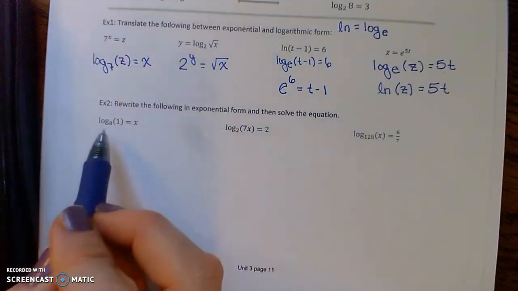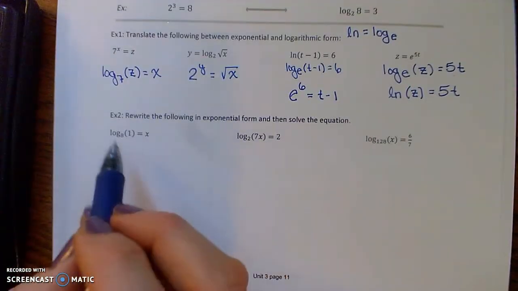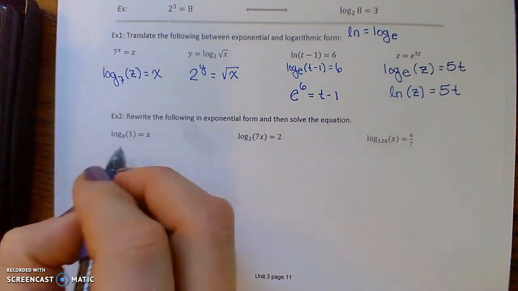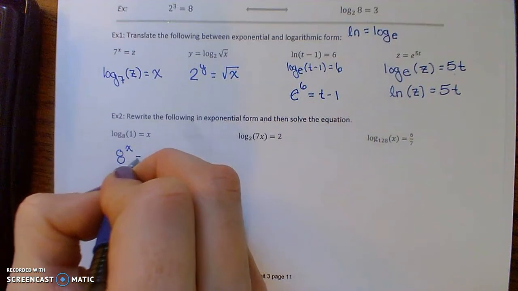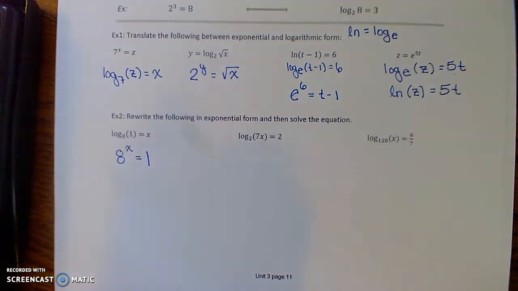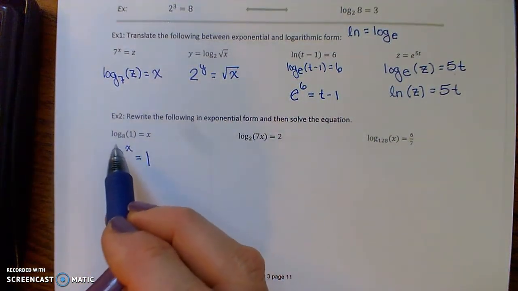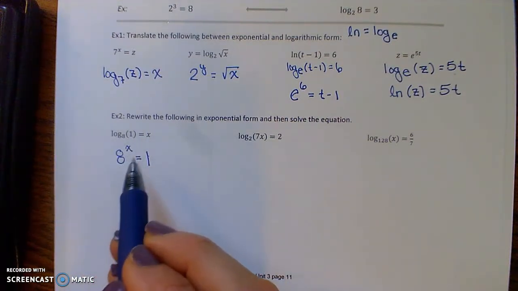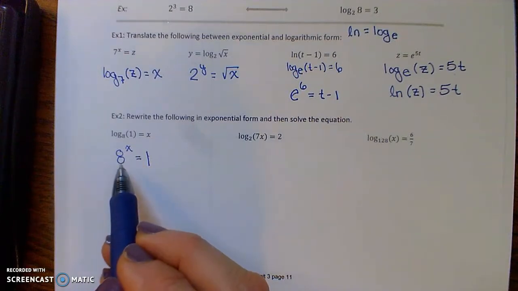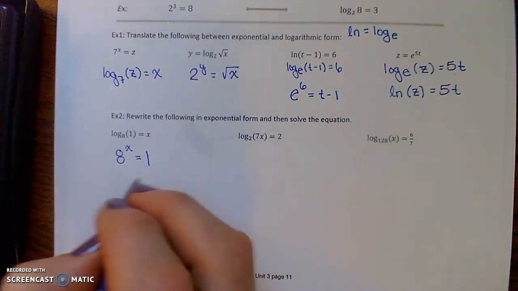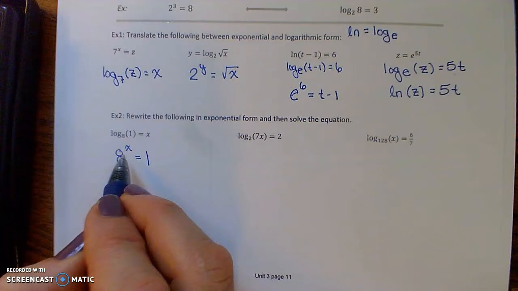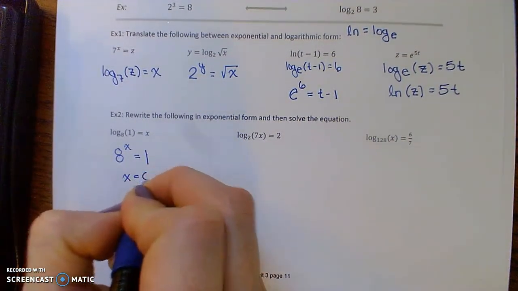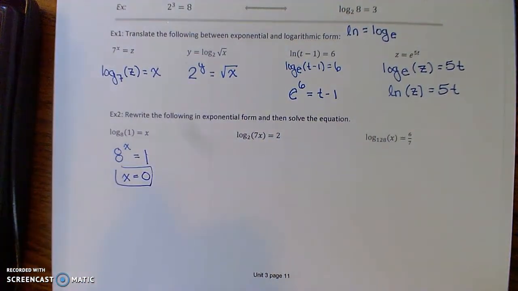Now we're going to use those ideas to solve equations involving logarithms. Here I have log base 8 of 1 equals x. I could convert that to an exponential equation: 8 to the exponent power, x, equals the answer, which is 1. When you are computing a logarithm, really you're playing the "what's my exponent" game. The base 8 to what power equals 1? The only way you would get 1 is if the exponent was 0, because anything to the 0 power is 1. So the solution to this equation is x equals 0.